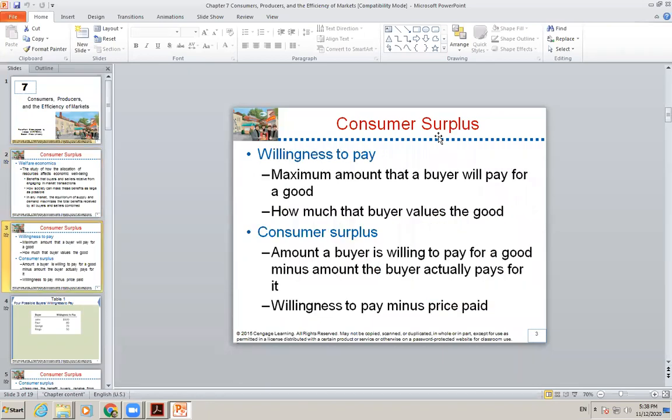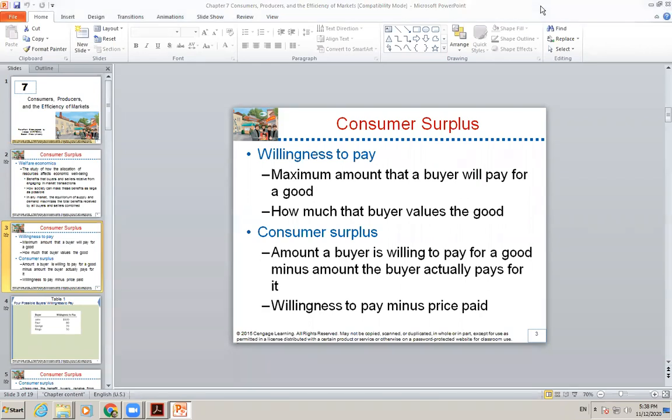Consumer surplus shows the maximum amount that a buyer is willing to pay for a good, and it underlines the willingness to pay, which is by how much the buyer values a certain product that he or she is about to buy. So consumer surplus is the amount a buyer is willing to pay for a good minus the amount actually paid for it. Or, in simple words, willingness to pay minus price paid.